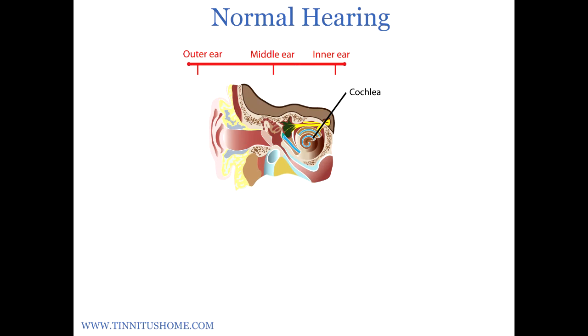In order for us to hear, sound must make its way through the outer ear and middle ear to reach the inner ear or cochlea. The function of the cochlea is to convert sound to nerve impulses. It does this by stimulating the hearing nerve, which is shown in bright yellow in this diagram.